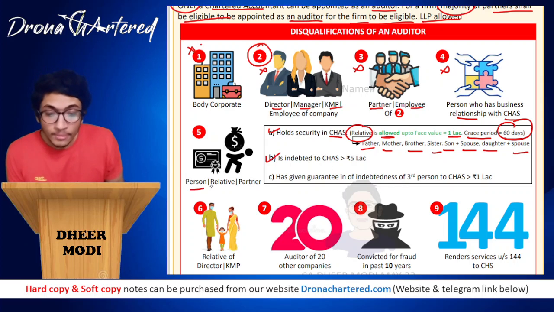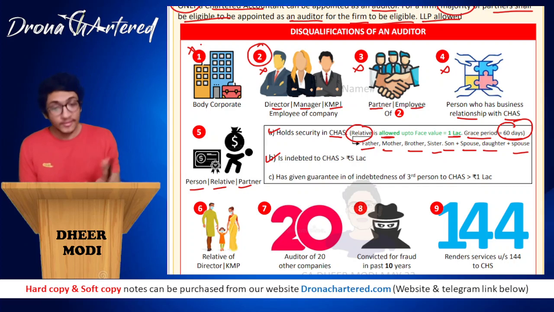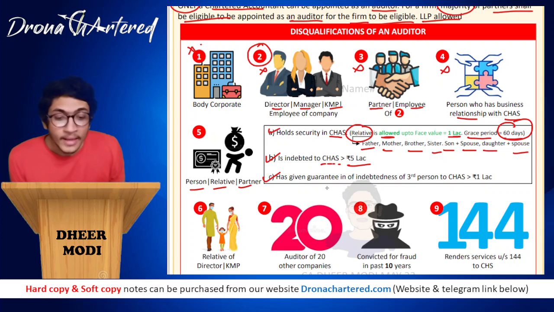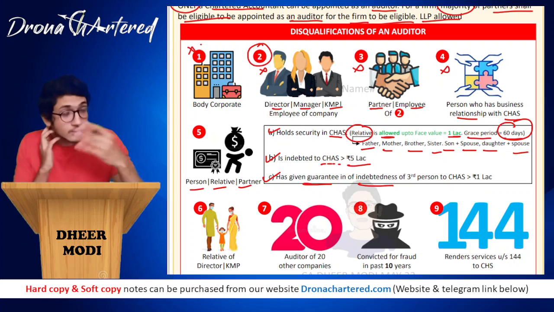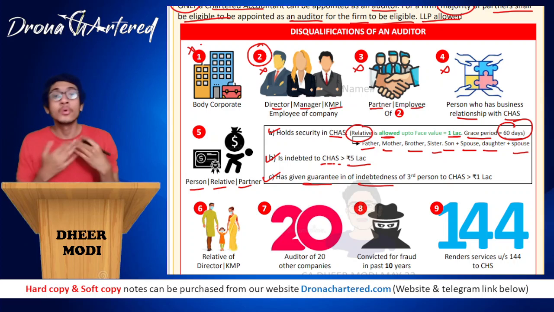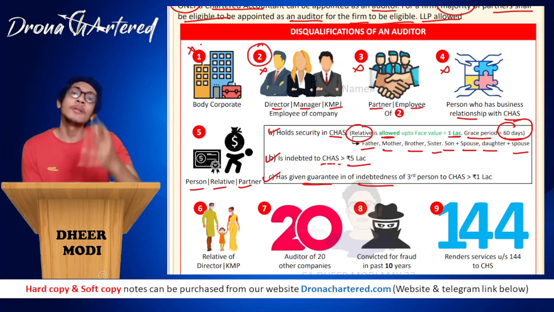Now, if your person, relative or partner is indebted to CHAS, that means they have taken some loan and have to repay it to the company, holding, associate or subsidiary, in an amount greater than 5 lakhs, they will also be disqualified. And third, if you have given a guarantee of an indebtedness. You know how a guarantee works. For example, the company has given a loan to me, and you guarantee to the company that if he does not pay, I will pay it to you.